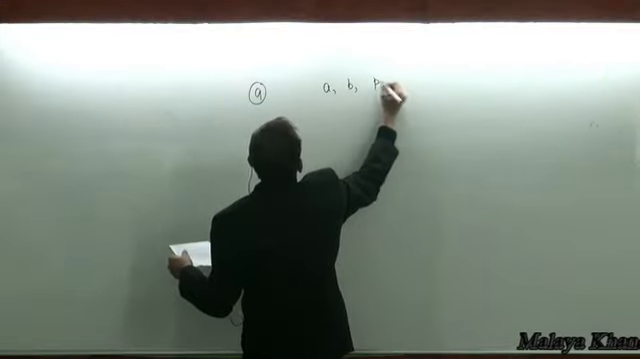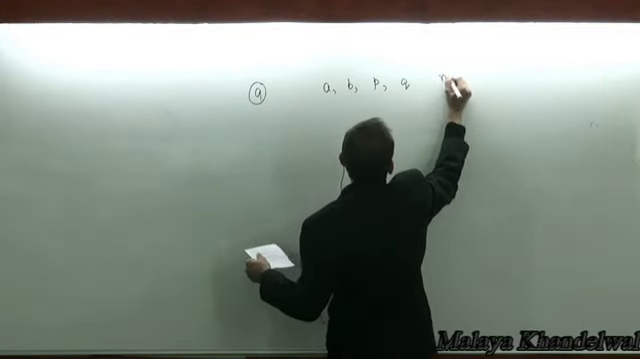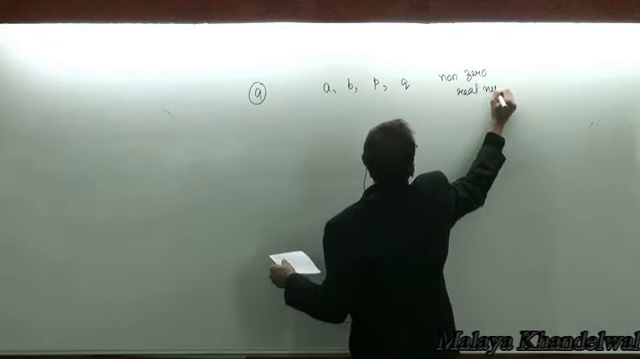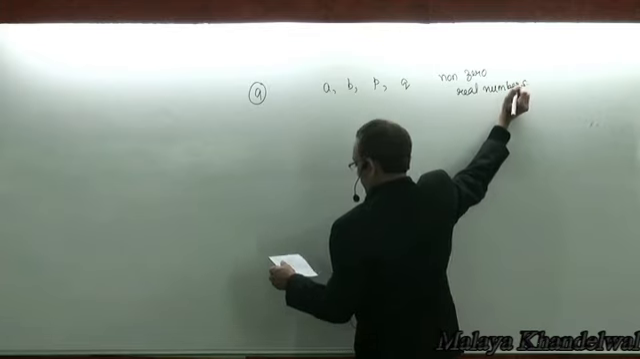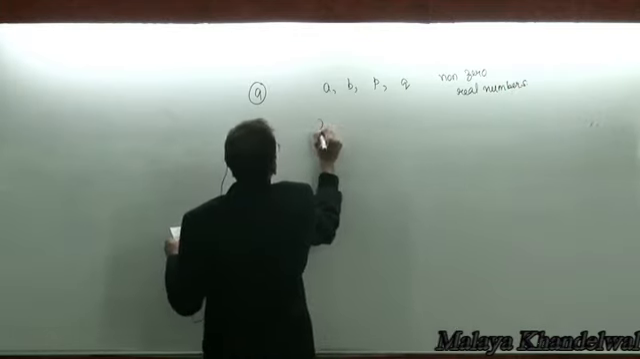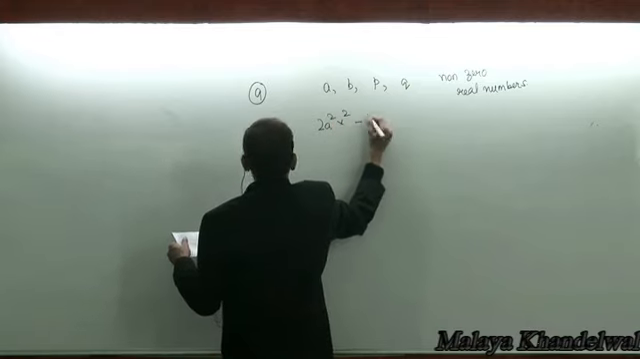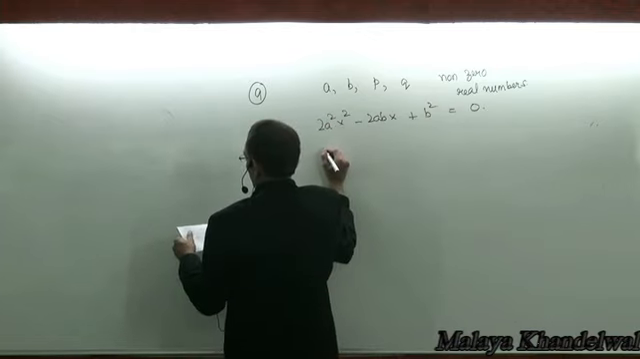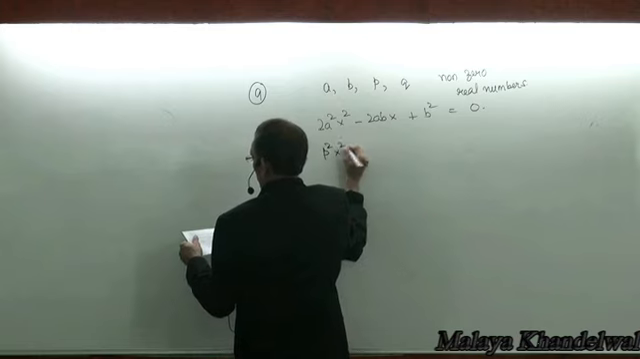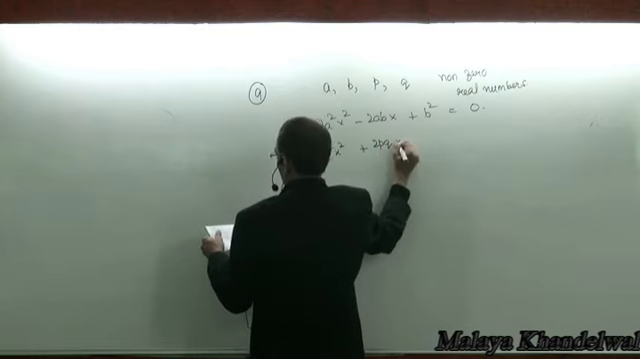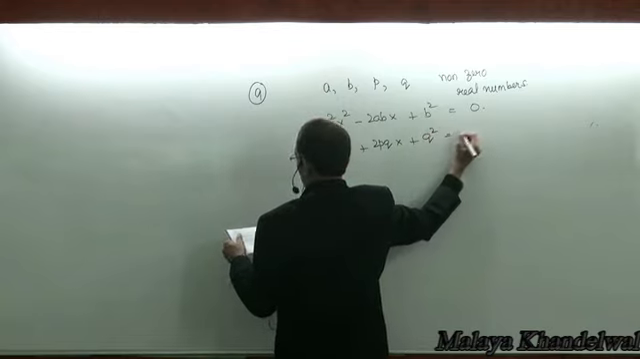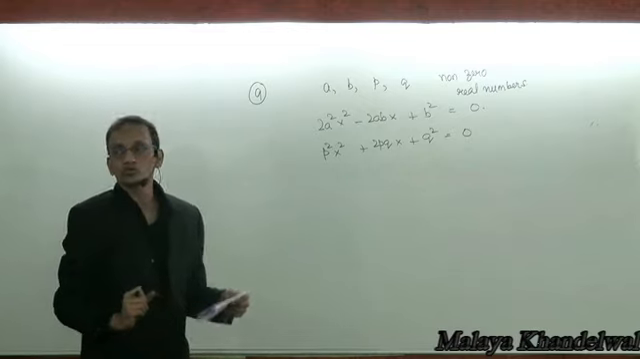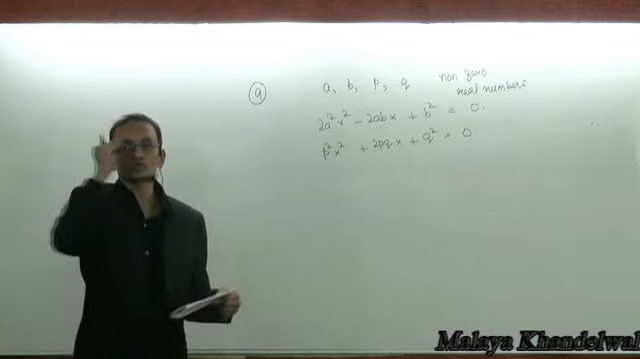a, b, p, q are non-zero real numbers. Then the two equations, 2a squared x squared minus 2abx plus b squared equal to 0 is one quadratic. The other quadratic, p squared x squared plus 2pqx plus q squared equal to 0 is another quadratic. We want to examine if they have common roots or not.